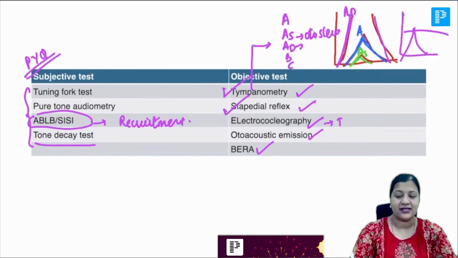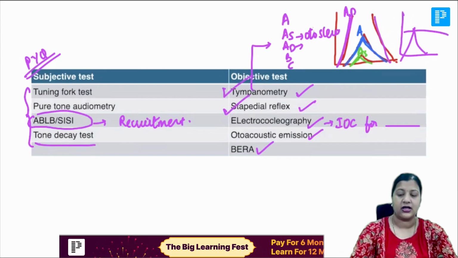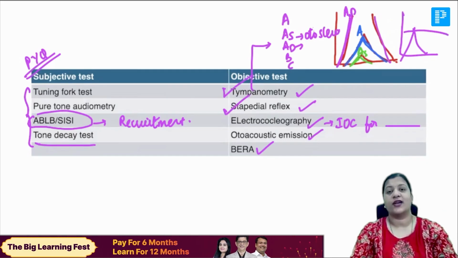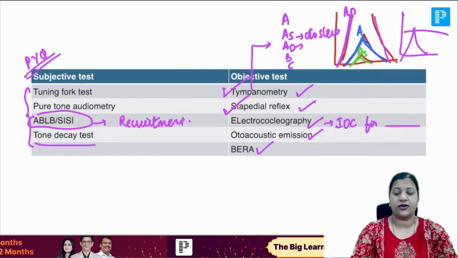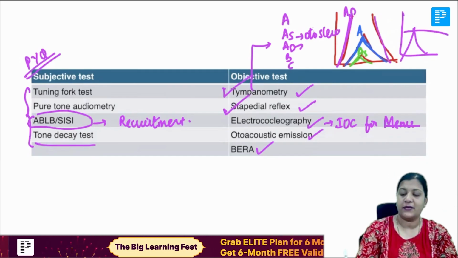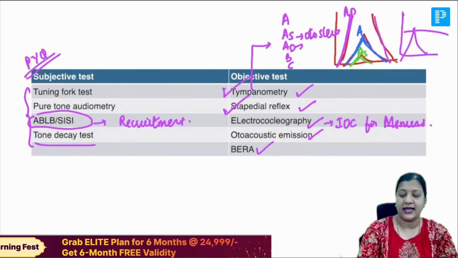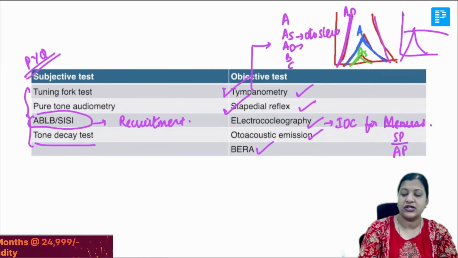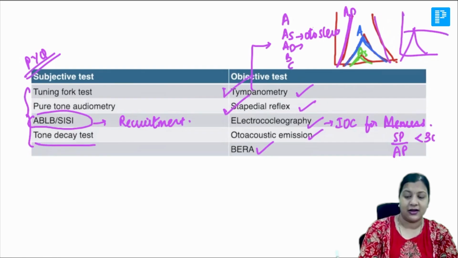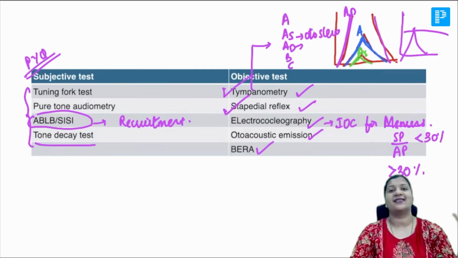Electrocochleography is the investigation of choice for dash. So what is the investigation of choice where we use electrocochleography for? Very good. It is used for Meniere's disease. And normally SP by AP should be how much? It should be less than 30%. If it is more than 30%, it is suggestive of Meniere's disease.